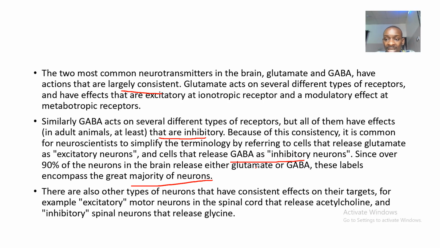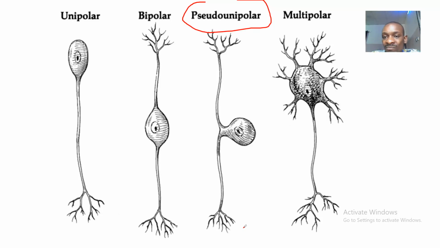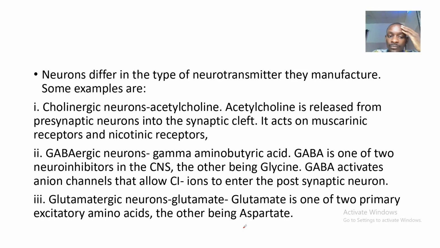There are also types of neurons that have consistent effects on their targets. For example, excitatory motor neurons in the spinal cord release acetylcholine, and inhibitory spinal neurons release glycine. Okay, so these are just classifications of neurons structurally. Neurons differ in the type of neurotransmitter they manufacture. Some examples are cholinergic neurons, that's acetylcholine. The acetylcholine is released from the presynaptic neurons into the synaptic clefts. It acts on the muscarinic receptors and nicotinic receptors.